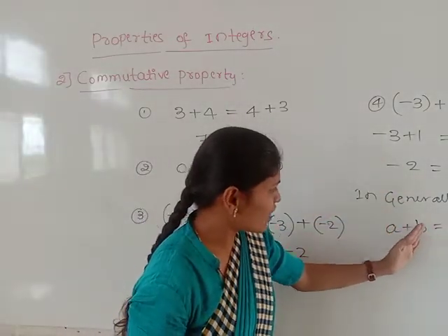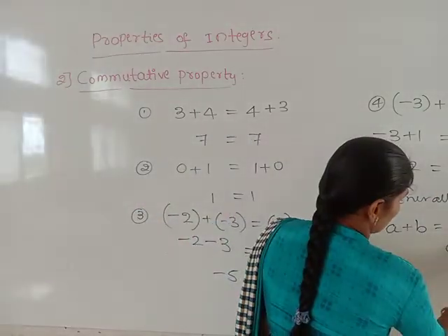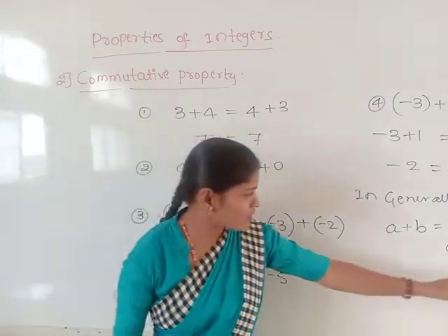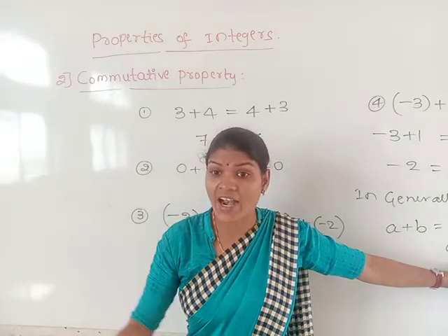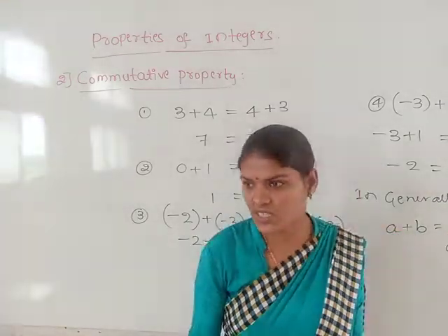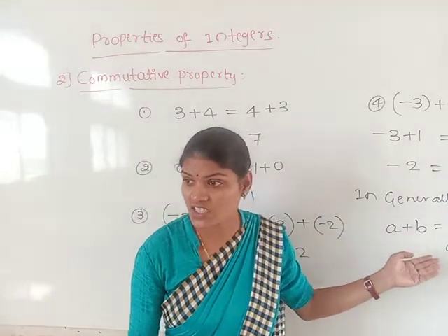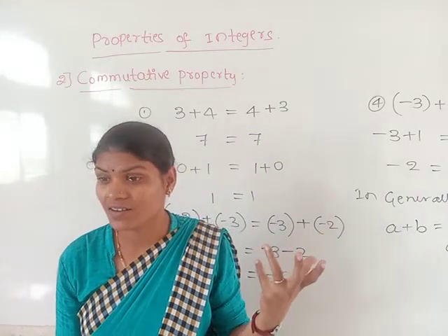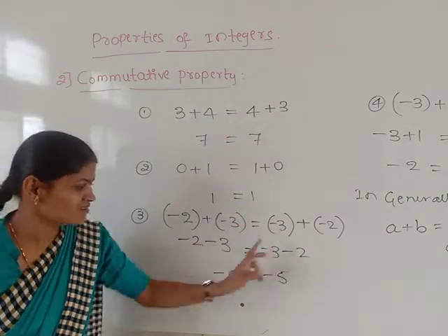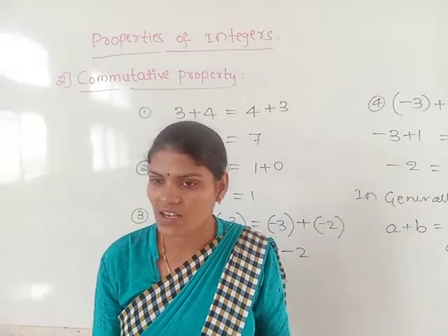So in general, A plus B is equal to B plus A, where A and B belong to the set of integers. The sign means belongs to, from that set. Yes, A comma B belongs to the set of integers. Then we can decide that our commutative property exists for integers under which operation? Addition. Everywhere we are adding the numbers.